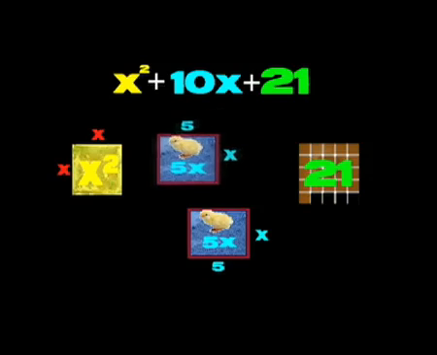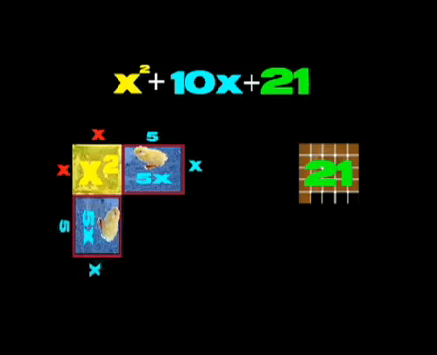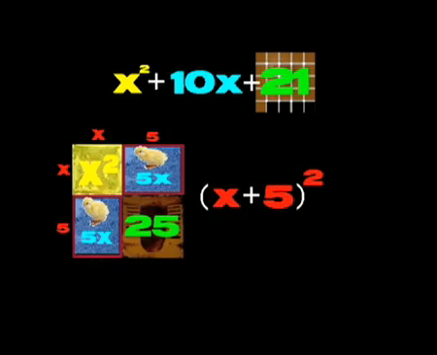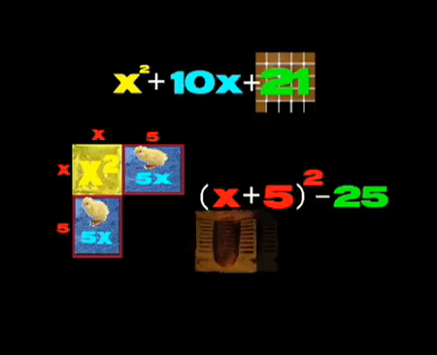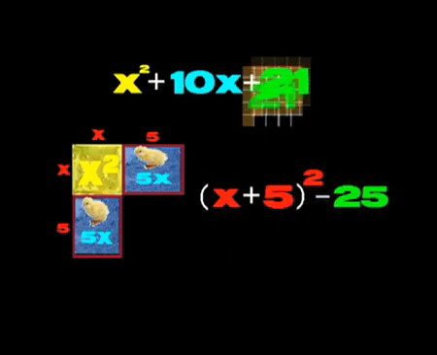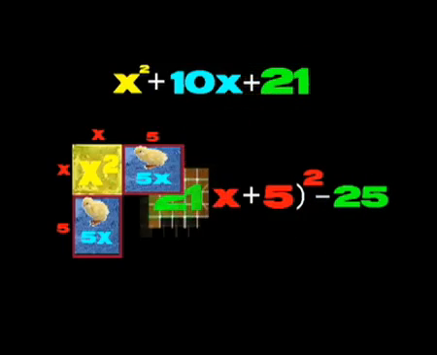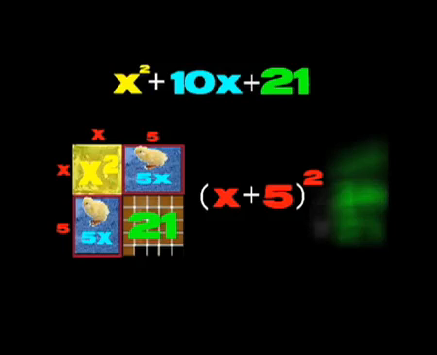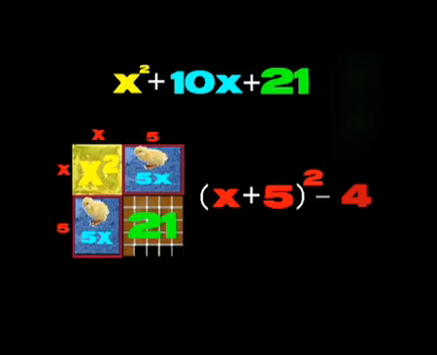I split the chickens in half, 5x each, and put the runs next to the shack. If I put my 21 dunny aside, to make a square I would need a dunny of side 5. Its area would be 25. This makes a perfect square of side x plus 5. To change this to my quadratic, I take away the perfect dunny and replace it with 21. Since my dunny is 4 smaller than the perfect dunny, this quadratic is x plus 5 squared minus 4.